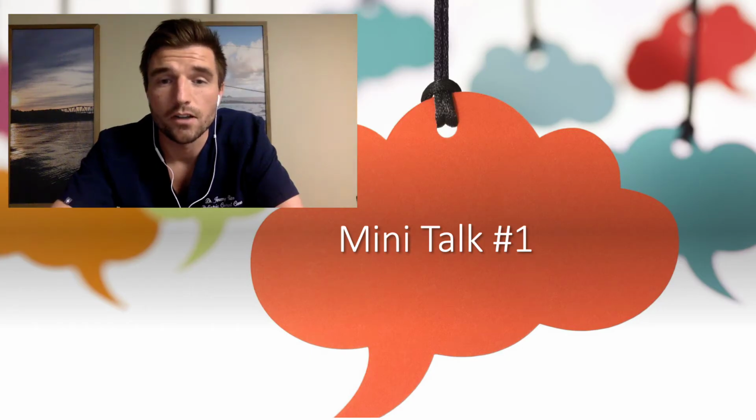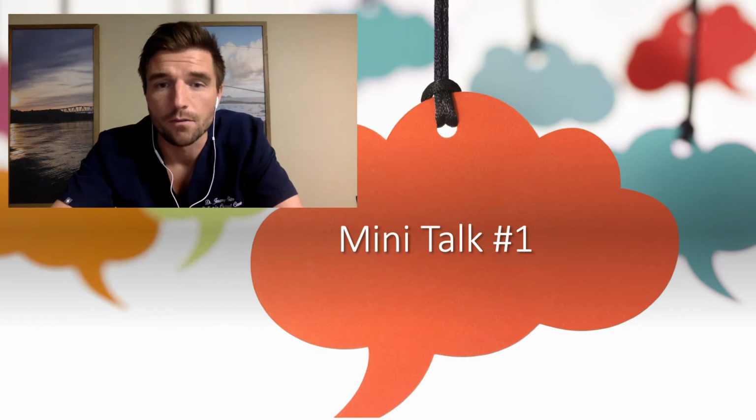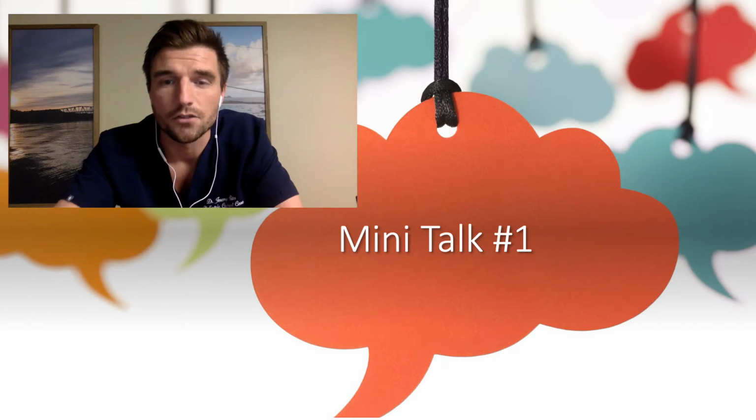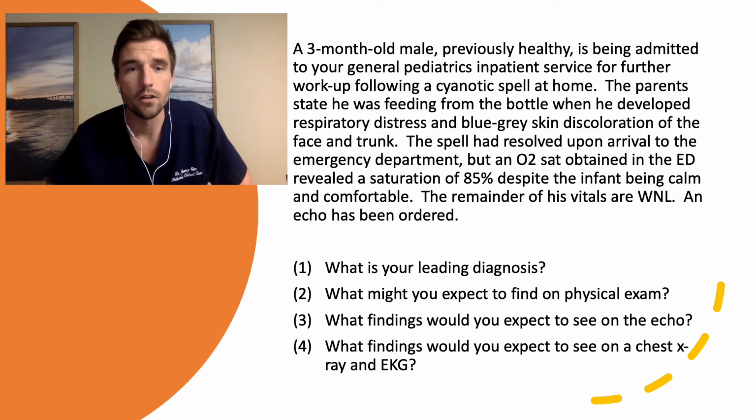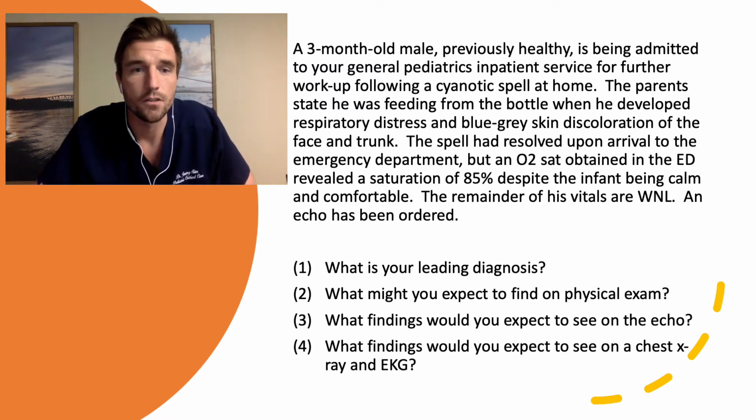Now that we've done our introductions and you guys have filled out the pre-knowledge assessment and pre-confidence surveys, let's jump into it. This is mini talk number 1, Tetralogy of Fallot. So let's start the lecture off with a case. A 3-month-old previously healthy male admitted to your Gen Peds inpatient service for further workup following a cyanotic spell at home. The parents state he was feeding from the bottle when he developed respiratory distress and blue-gray skin discoloration affecting the face and the trunk.